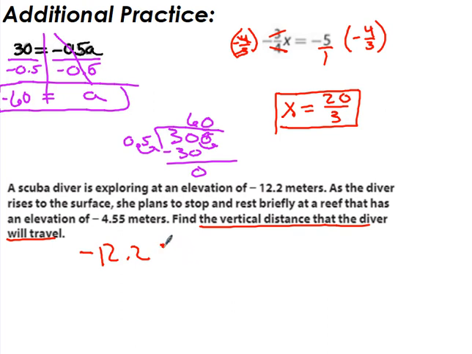So when they rise up, they're rising x amount of meters. I don't know how far they're going to go up. I know that when they rise, they're going to stop here at negative 4.55. So they're going to start here, they're going to rise a certain amount, and they're going to end up at negative 4.55. There's my equation.